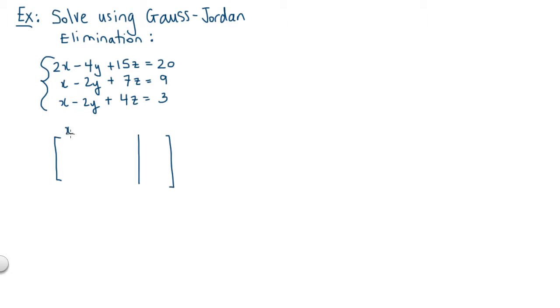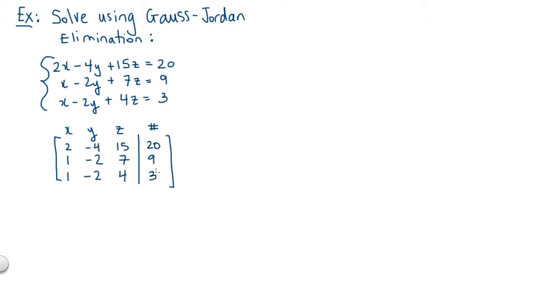So it might help to label our columns X, Y, and Z just to help us put the coefficients in correctly. And over on the right side of our vertical bar, we'll have the constants from the right sides of the equations. So our first equation is going to translate into 2, -4, 15, 20. So notice that if we have something like -4y, our coefficient then is really a negative number. We're getting the coefficient -4 in our matrix.